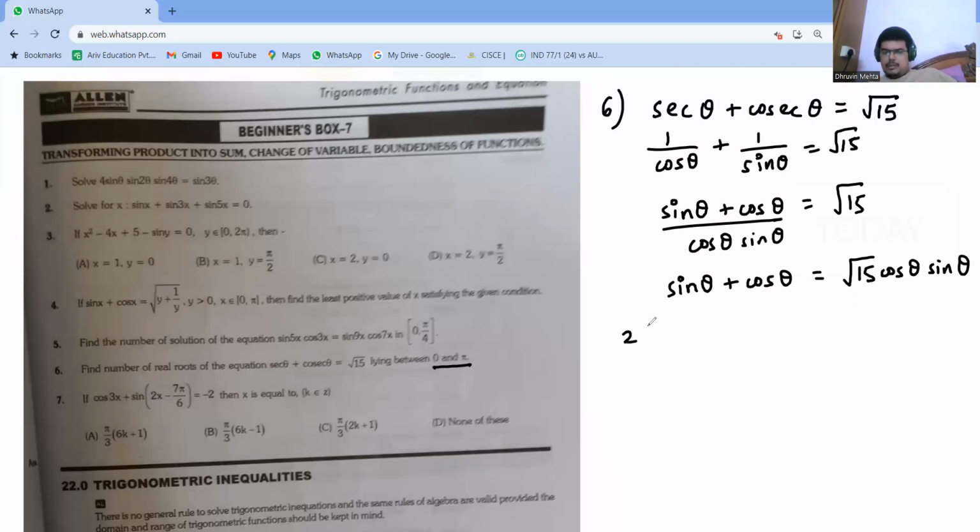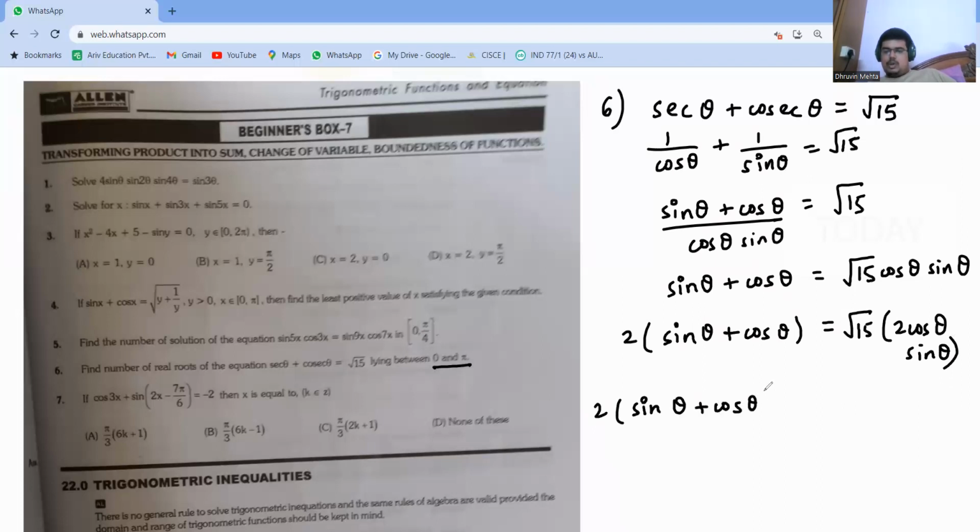So if we multiply it by 2, we get 2 into sine plus cos is equal to √15 into 2 cos sine. We can use the double angle formula on the right hand side. So we'll get 2 into sine plus cos is equal to √15 sine 2 theta.